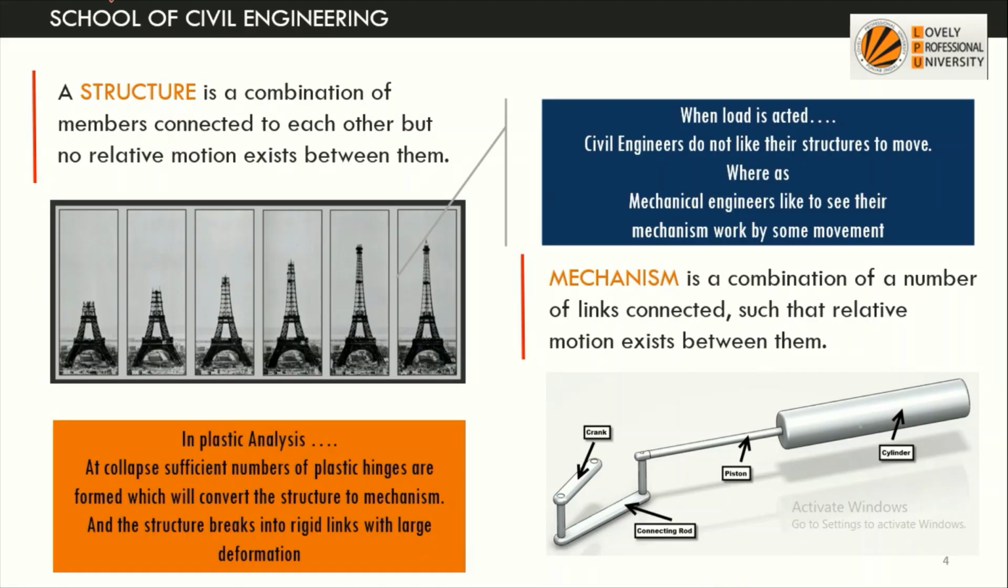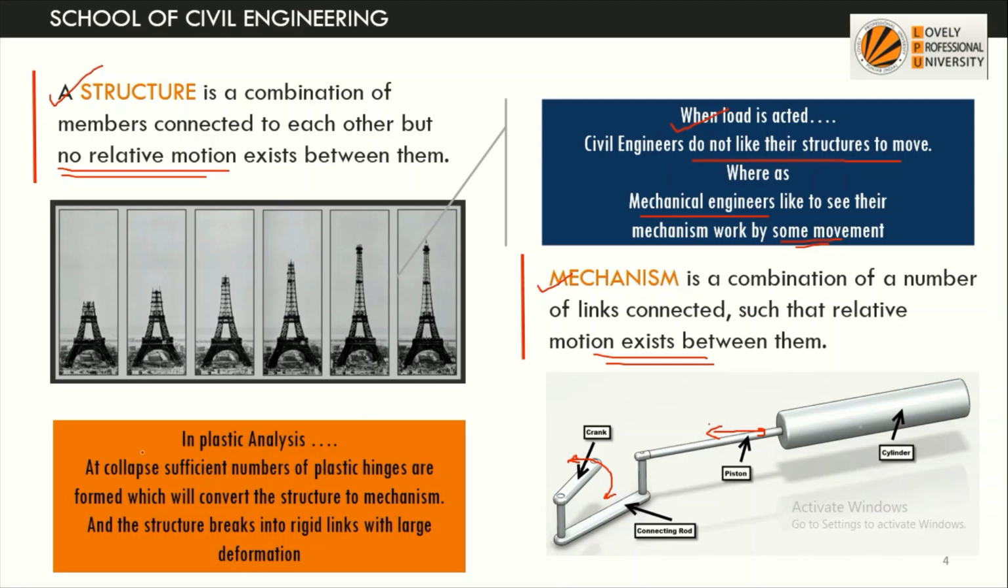Now the other common term is the difference between structure and mechanism. Both structure and mechanism are combinations of members, but in our civil engineering structures we don't like any relative motions. But whenever a load is applied on a mechanism, you will find that some part will move. Like in a piston, it will move to and fro. This crank can rotate like this. So when a load is applied, civil engineers do not like that their structures move, whereas mechanical engineers design their mechanism so that some movement is done.